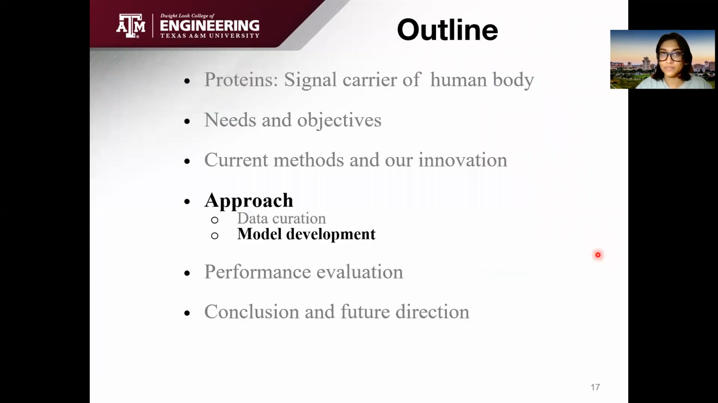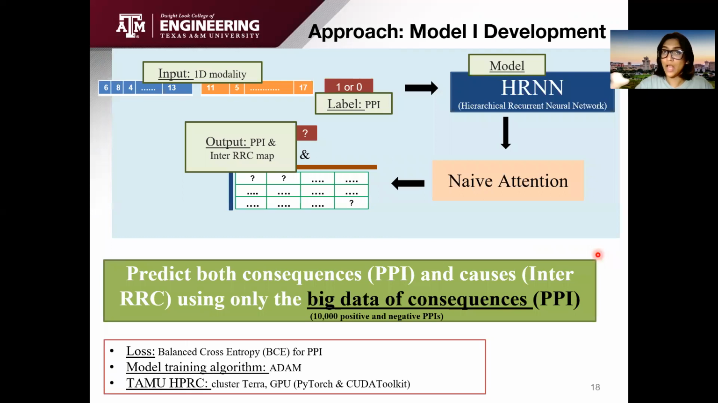Model development. Model 1 takes the 1D modality, or the sequences of proteins, as input. The label is PPI. We're using HRNN, or hierarchical recurrent neural network, to embed this 1D modality, or the sequences. The HRNN is one of the latest machine learning techniques, which is largely used in NLP, natural language processing, or text processing. Using a naive attention, we are trying to predict both PPI and the inter-RRC map.